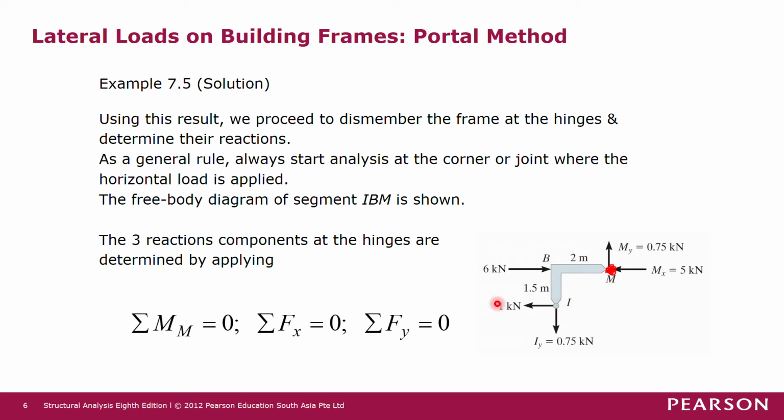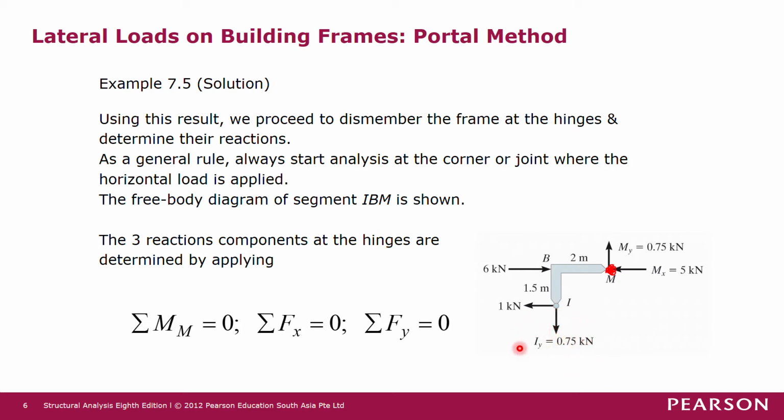And then we have this 1 kilonewton force having moment arm of 1.5 meter to joint M, and this force will produce clockwise moment about joint M. So minus 1 times 1.5. And there is no other moment, so we equate that to 0. Okay, so we have Iy times 2 minus 1 times 1.5 equals to 0. So solving for Iy, we get Iy equals to 0.75 kilonewton. In the solution, we get positive value, meaning that the assumed direction for Iy is correct, downward.